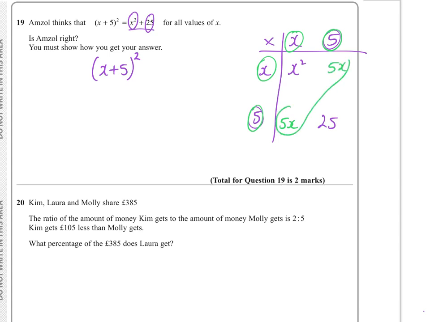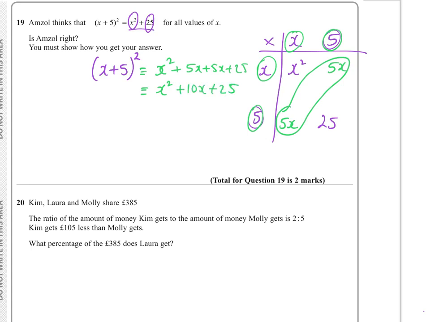So he's actually missed out 10x here, because (x + 5)² is x² + 5x + another 5x + 25, which is actually x² + 10x + 25.